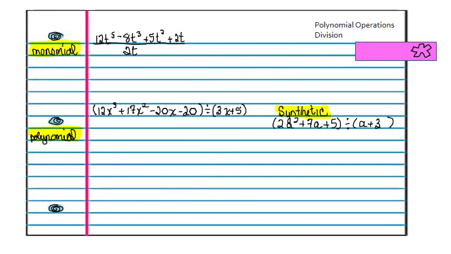Okay, let's do synthetic. And the synthetic can actually only be done when we have a binomial that we're dividing by that has a 1 as a leading coefficient here. Otherwise, you pretty much have to do the long division until you get into something like calculus or college algebra. Then you can do it the other way. Well, synthetic says that we're actually just going to do that upside down division thing here.